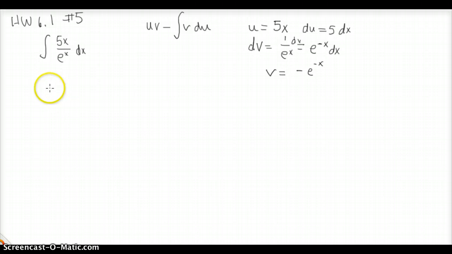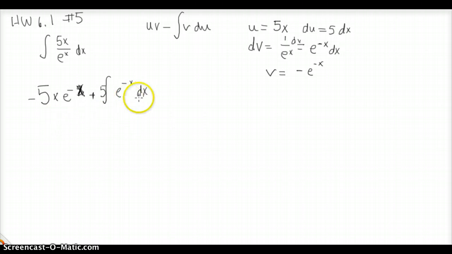And as usual, we'll just plug back into the integration by parts formula, which will give us opposite 5x, e to the opposite x. Sorry, don't know what I'm thinking today. That's e to the x. And we're going to subtract v times du. So I'm going to leave that 5 outside, and then I'm also going to absorb the negative outside as well. So it's going to be plus 5 e to the opposite x dx.